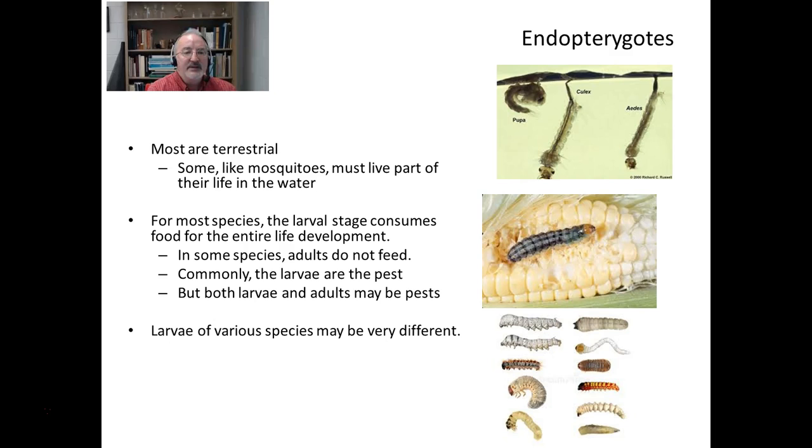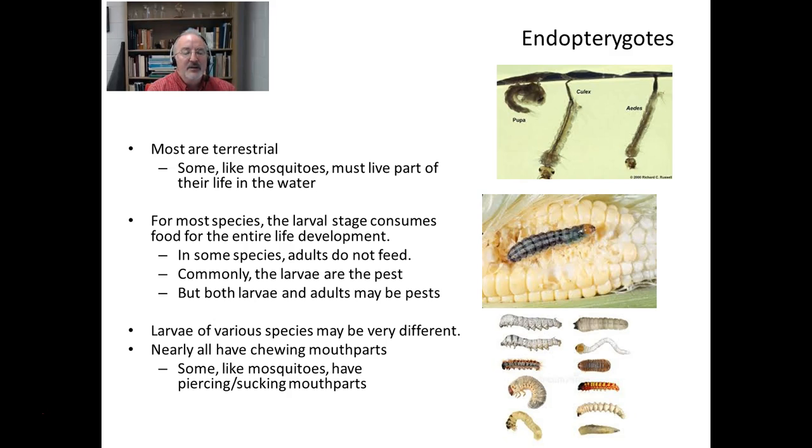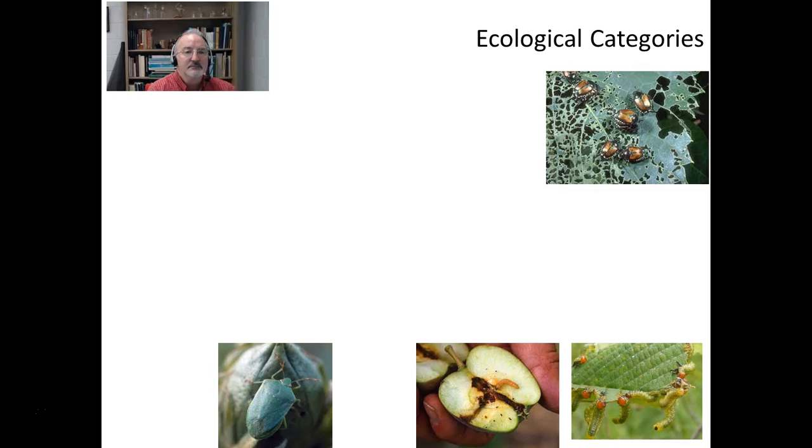Larvae of various species may be very different. You can see on the top right, those are mosquito larvae. In the middle, there's a caterpillar, a corn earworm. At the bottom, there's a series of beetle larvae. Nearly all have chewing mouthparts, but some, like mosquitoes, have piercing, sucking mouthparts. There are important pests and beneficials.